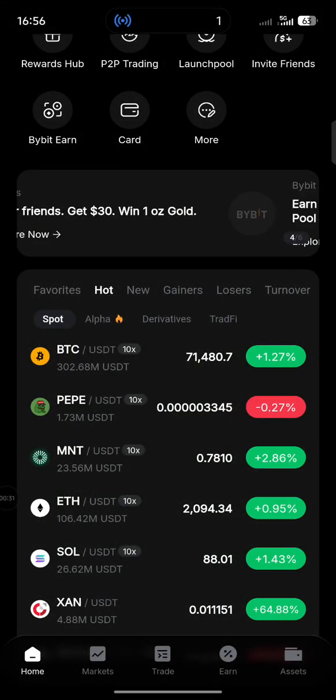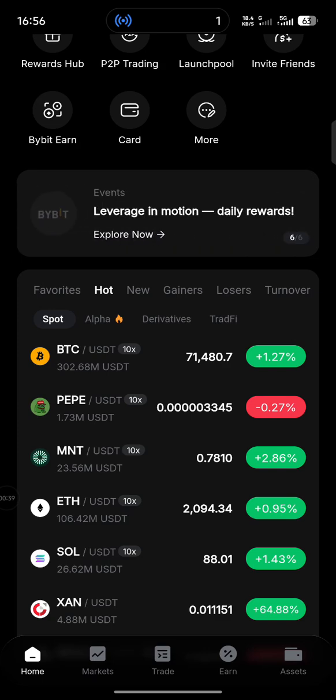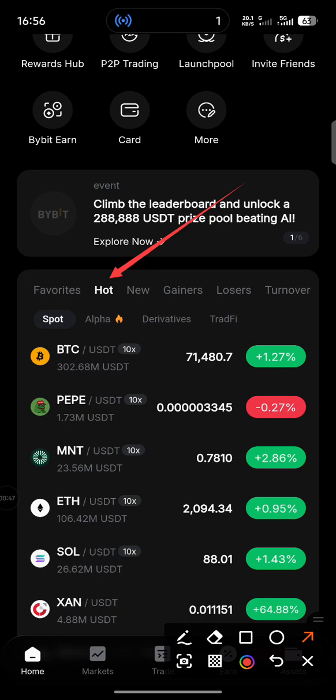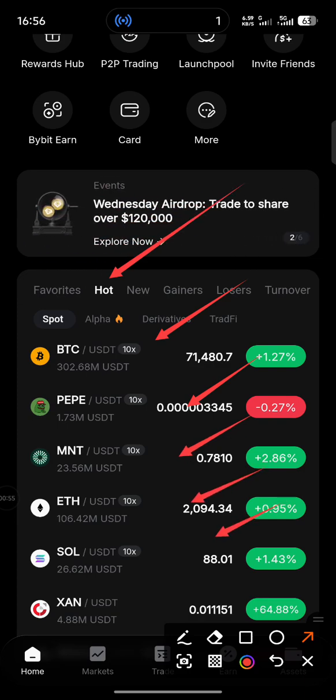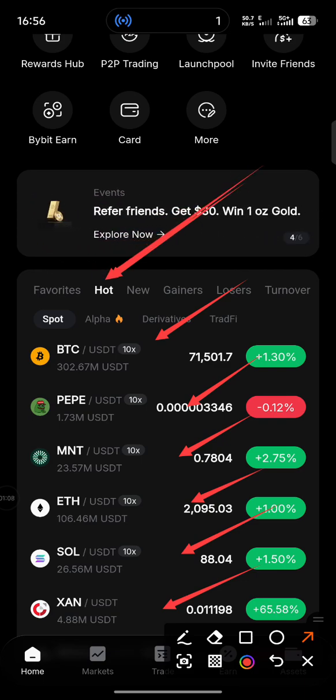So without waste of time, we're going to navigate to the particular crypto coins we really want to trade with. What I usually tell you is, each time you want to trade, look at those coins within these hot sections. Maybe BTC, Pepe coin, MNT, ETH, SOL, and as well ZAN. So you must look within the top 10 of that particular cryptocurrency in hot sections. All right, this is what you do.